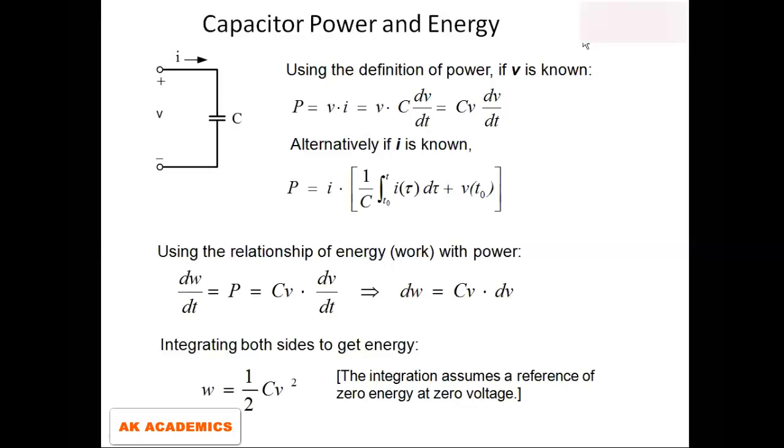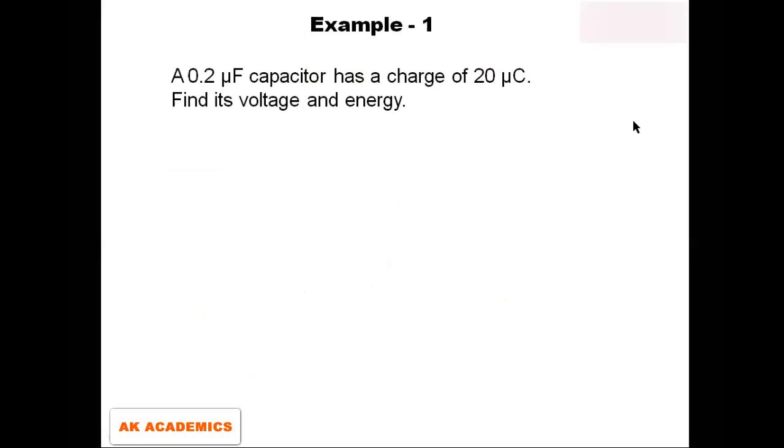So the first example we're going to try to solve is this. A 0.2 microfarad capacitor. Micro, what does micro mean? Micro means 10 raised to the power minus 6, so remember that. So a 0.2 microfarad capacitor has a charge of 20 microcoulombs. If you have that, find the voltage and the energy.